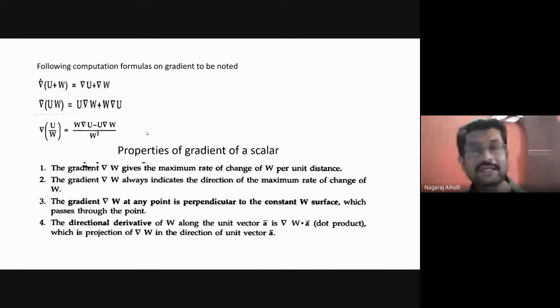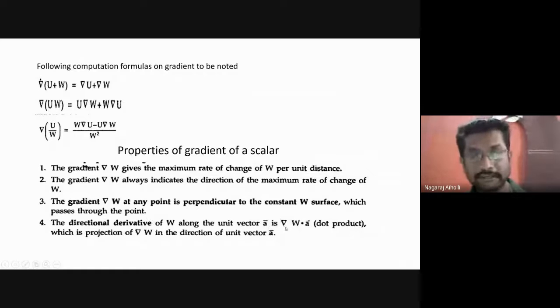It is perpendicular to the surface of the scalar function. This is the third property. Then the fourth property says that there is one derivative called the directional derivative. Okay, we'll see what the directional derivative is. The directional derivative of this scalar function W along the unit vector A bar is also given by the gradient function only.